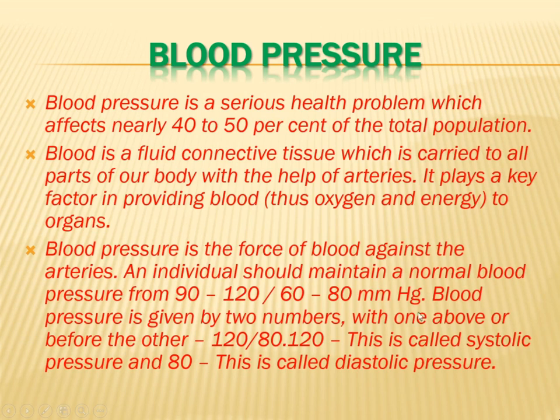And this is a normal blood pressure. Blood pressure is given by two numbers, one above and one below, 120 by 80. The 120 is called the systolic pressure, and the 80 is called the diastolic pressure. So there are two kinds of blood pressure, systolic and diastolic. Know about these two concepts in a basic way only. Don't go in depth because we will be discussing it in your higher classes.